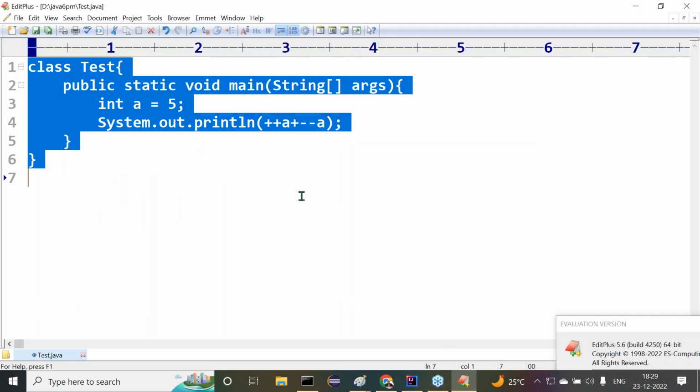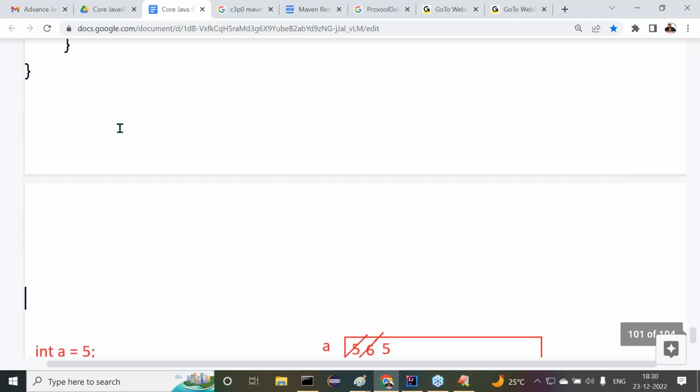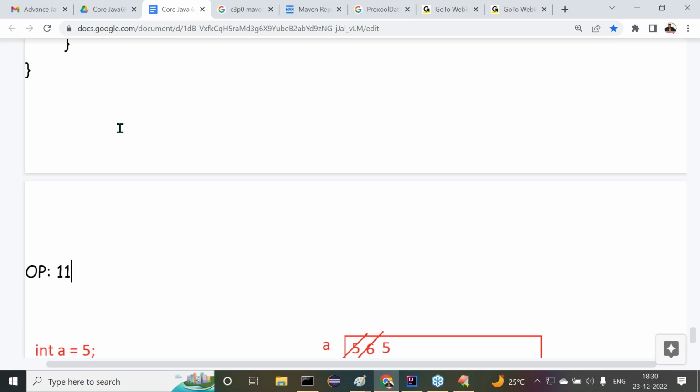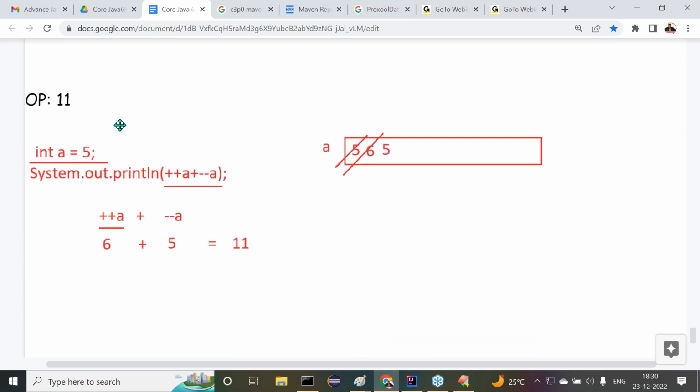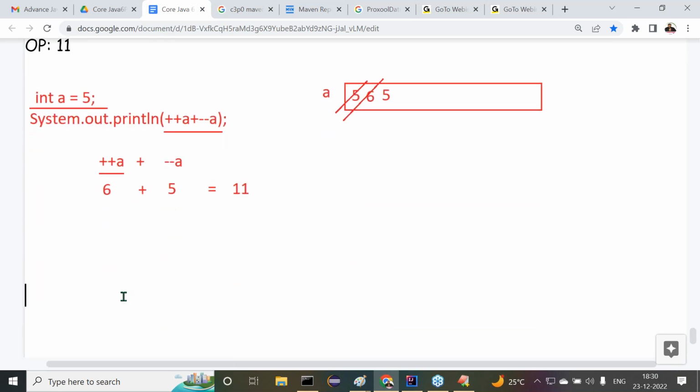First of all, let me take this program. The output is 11, but why is it 11? Try to understand it. Leave this one here. Another example here we have to answer. One more example.